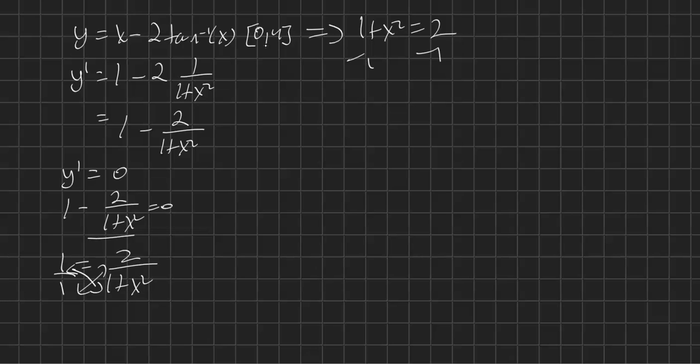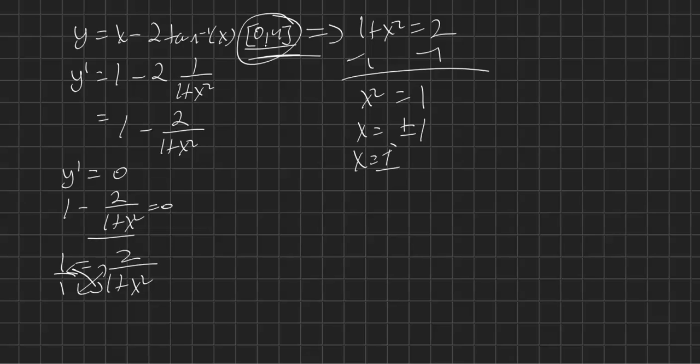Then you subtract 1, subtract 1. So it's going to give you x squared is equal to 1, which means x is equal to plus or minus 1. But now remember, we have this interval from 0 to 4, right? That means only x equals 1 qualifies for our consideration. So now we just check the endpoints and the intermediate value here.